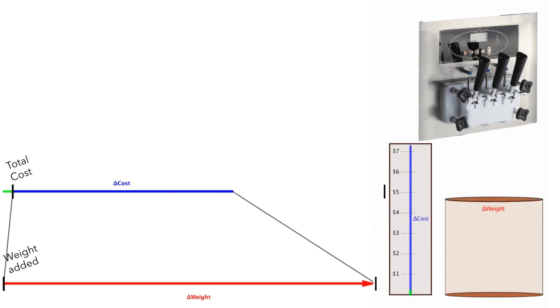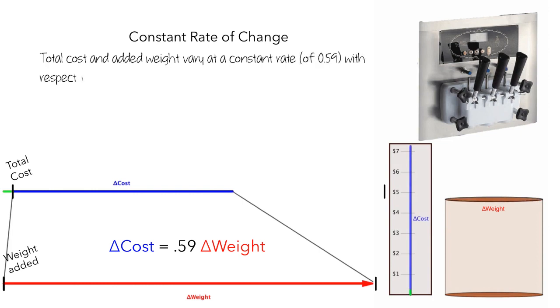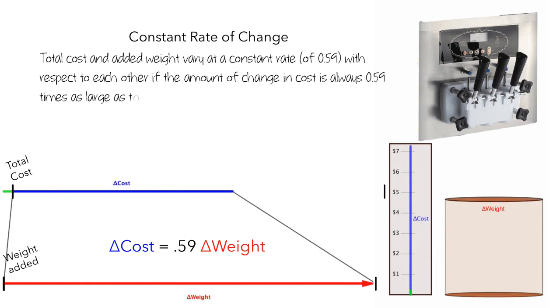However, what you might have noticed is that no matter how large delta ounces was, delta cost, measured in dollars, was always about 0.59 times as large as delta weight, measured in ounces. This is what it means to have a constant rate of change. In this scenario, total cost and added weight vary at a constant rate of 0.59 with respect to each other if the amount of change in cost is always 0.59 times as large as the amount of change in weight.